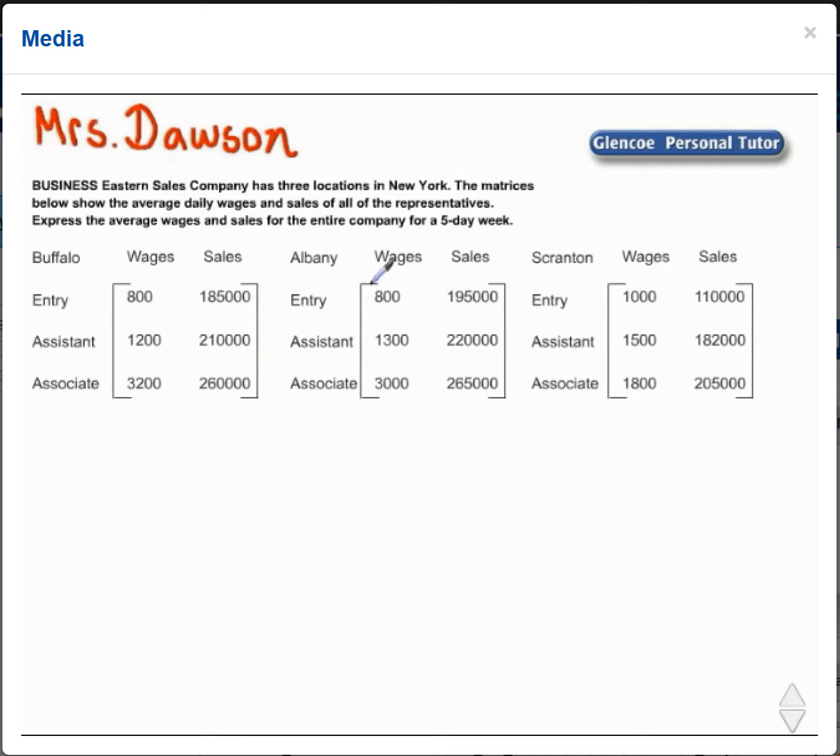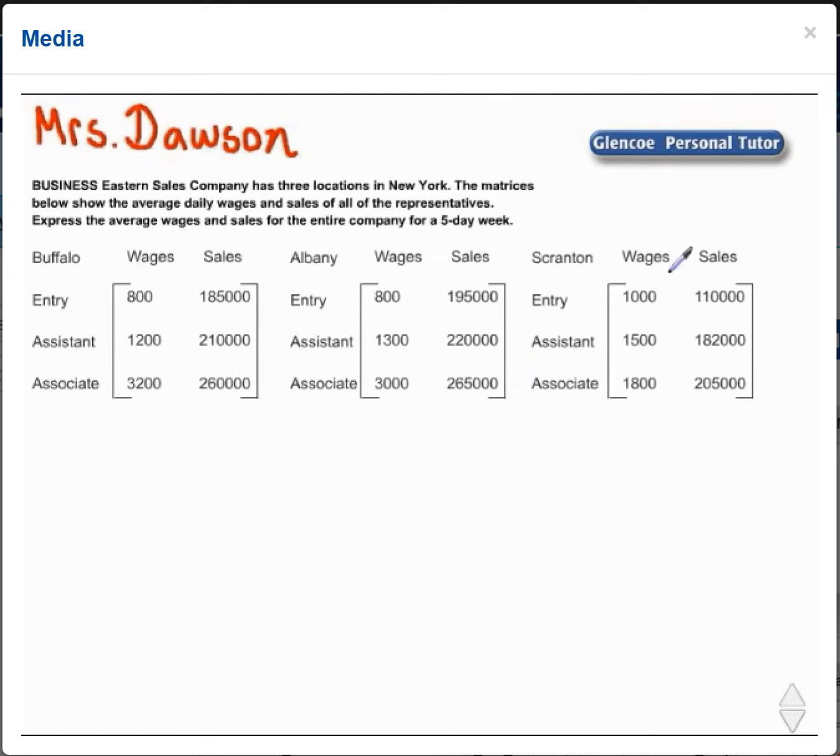Albany, entry wages $800, assistant wages $1,300, associate wages $3,000. Entry sales $195,000, assistant sales $220,000, associate sales $265,000.